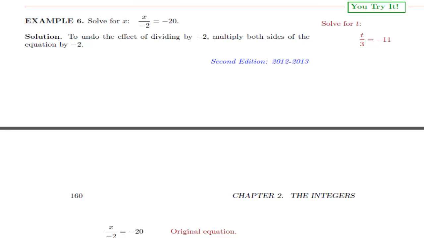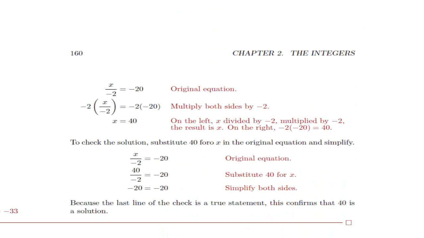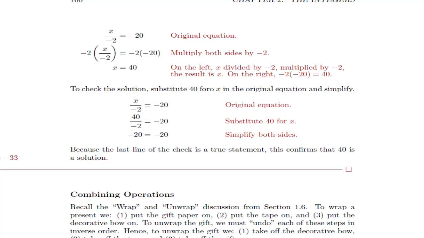Solution. To undo the effect of dividing by negative 2, multiply both sides of the equation by negative 2. So take the original equation, multiply on both sides by negative 2. On the left, x divided by negative 2 multiplied by negative 2 results in x. And on the right, negative 2 times negative 20 equals 40.